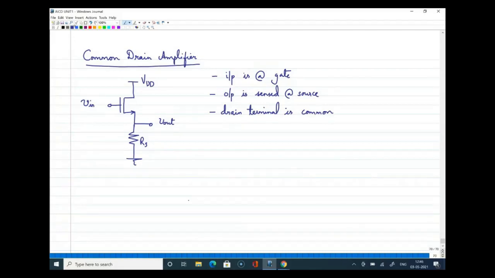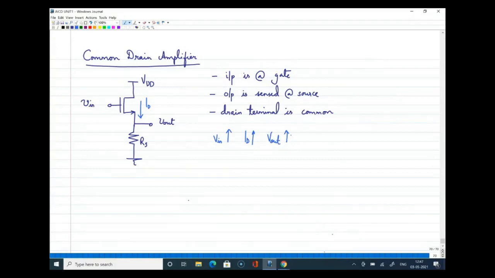Now if you look at this amplifier circuit and say you are increasing the input voltage, when I say input voltage increases, you are increasing the voltage at gate. So when your gate voltage increases, definitely your drain current ID will increase. So for a DC voltage, there will be a DC current here. If ID is increasing, you can directly see that V out will increase, right? Because V out is taken from the source.